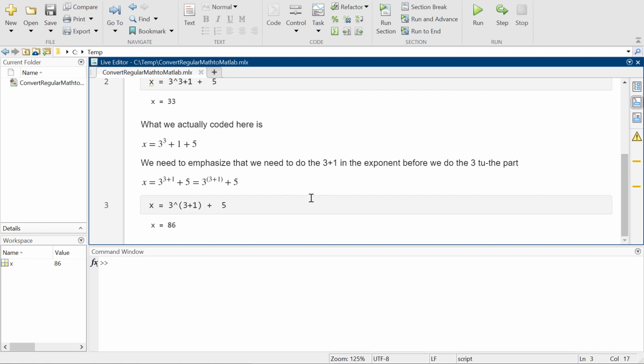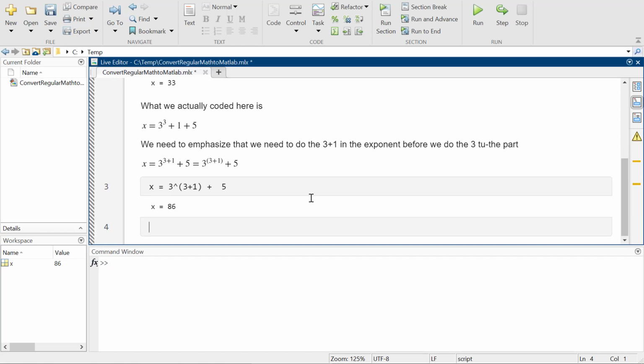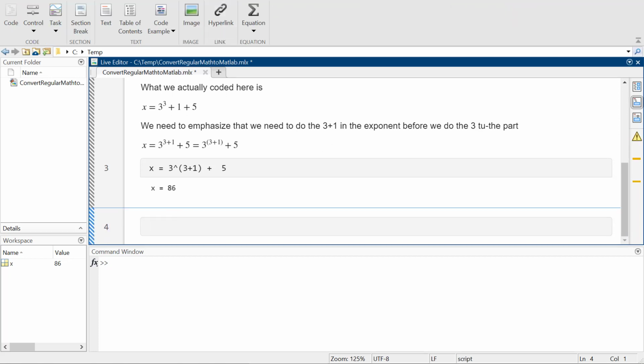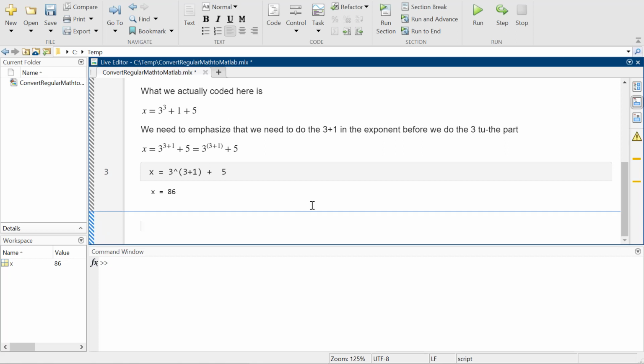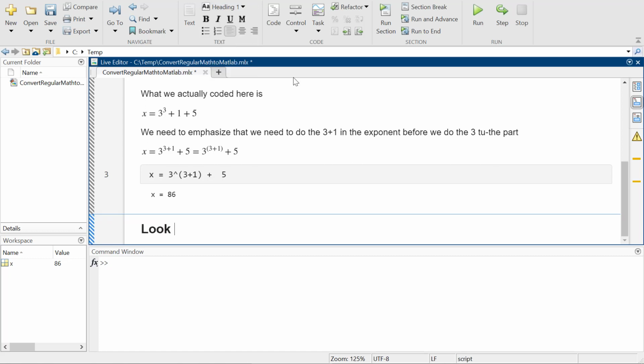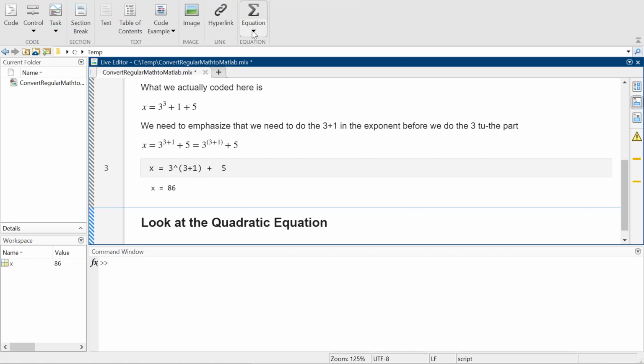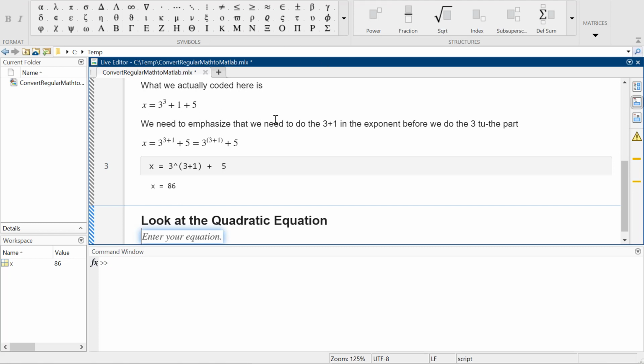Okay, so now it can obviously get much more complicated. For example, let's try a new section. New section break. Okay, so let's do more complicated stuff. So what if we had more of a quadratic equation? Say we had x squared plus 5x plus 6 equals 0?